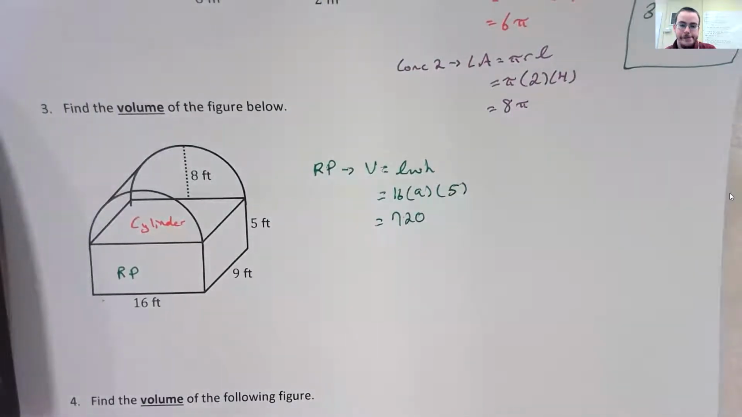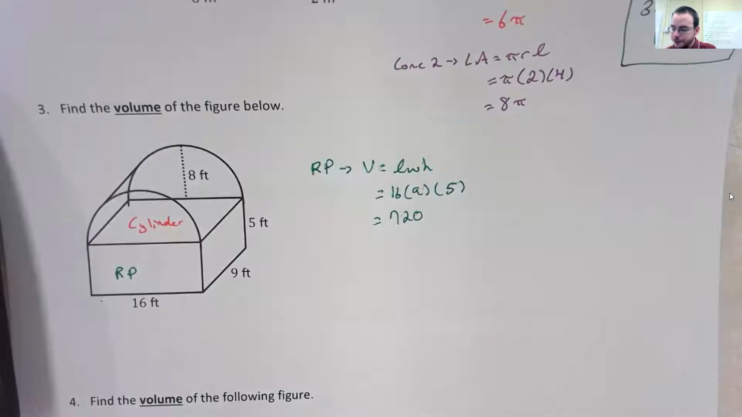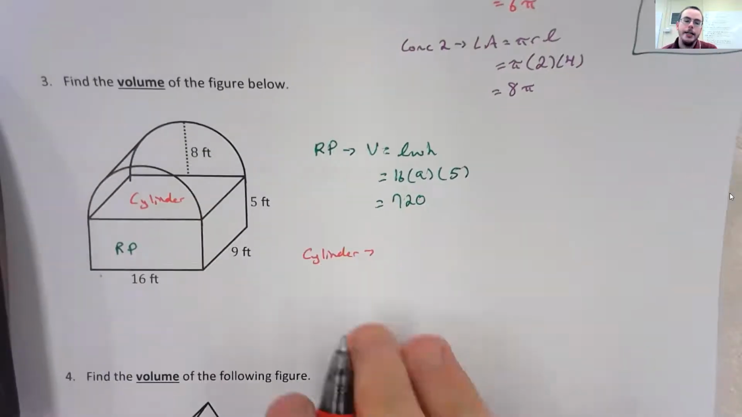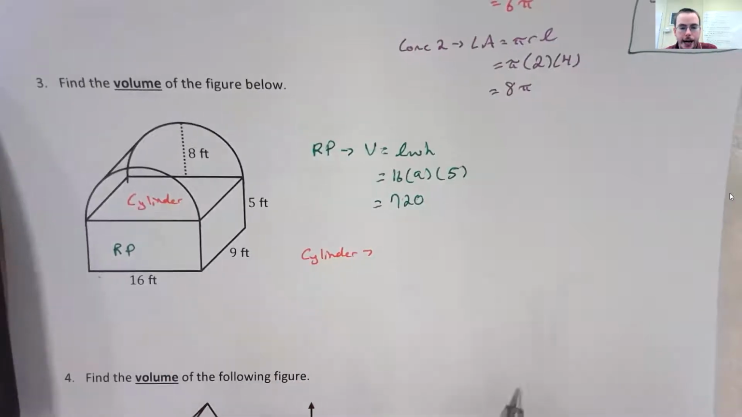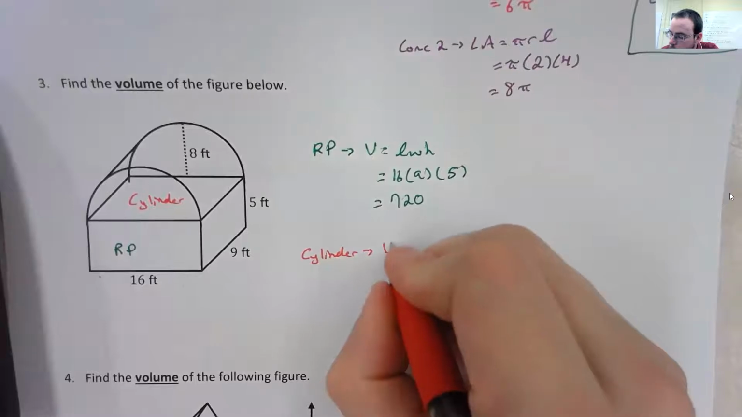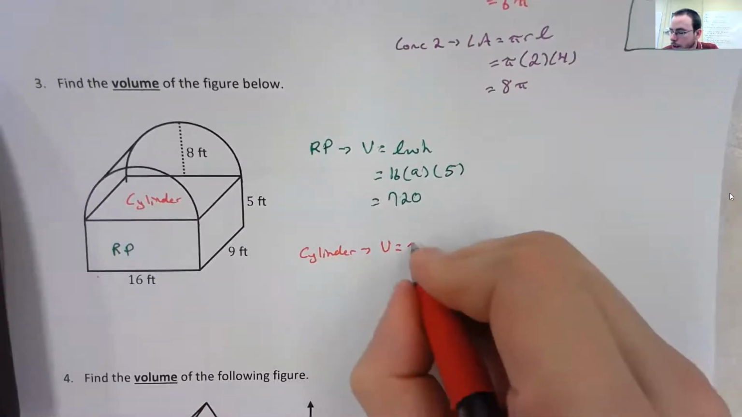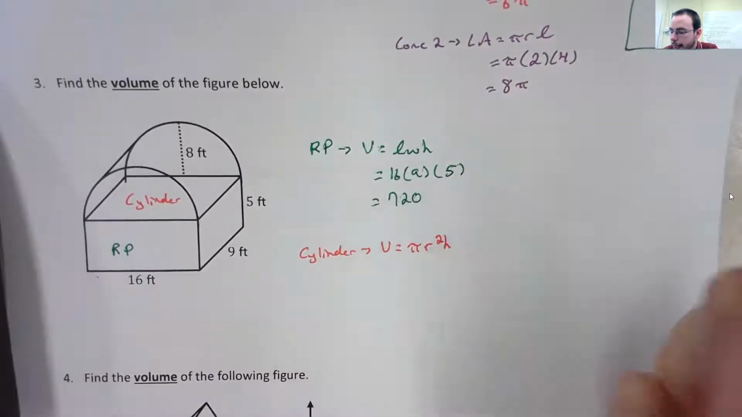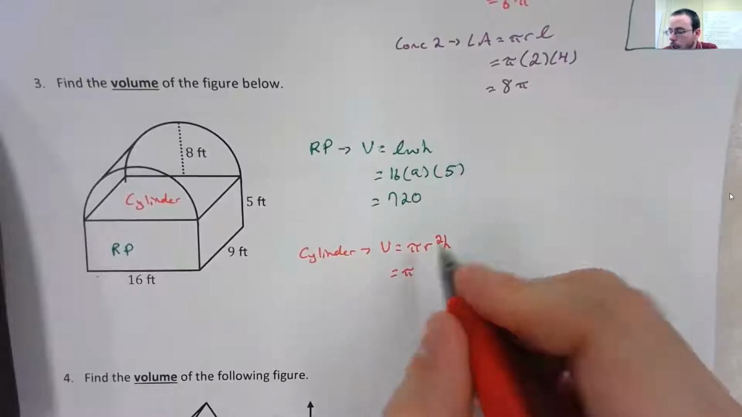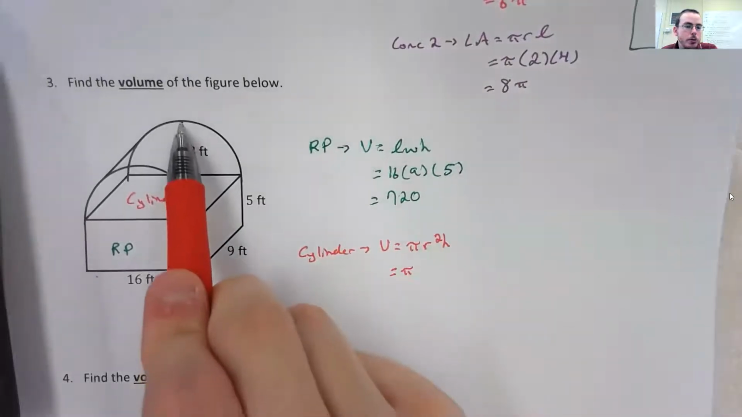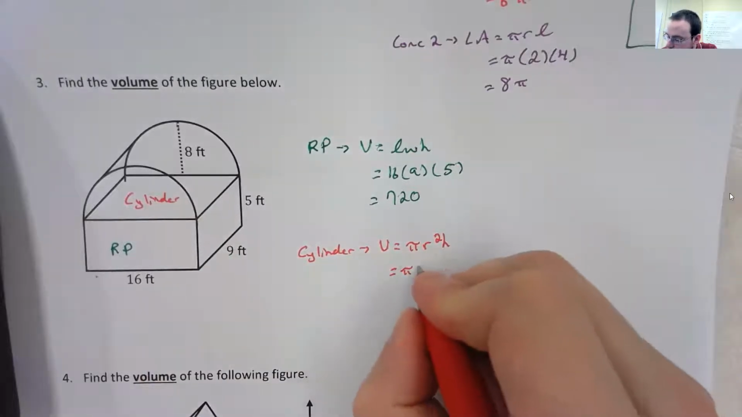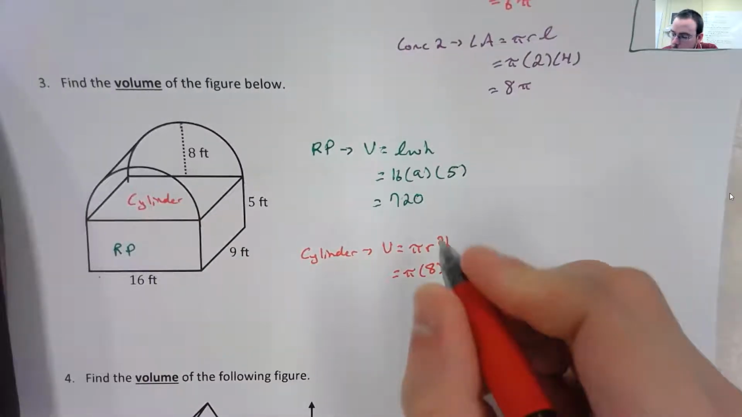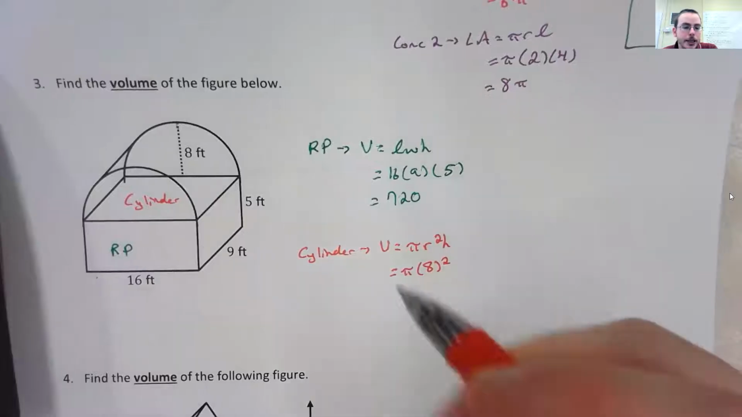All right. Now let's look at the cylinder. Now again, this cylinder is half a cylinder. So when we find the volume that the whole cylinder would be, we need to make sure we cut it in half. So the volume of a regular cylinder is given to us by pi r squared h. What is the radius of that cylinder? Well, we see from here to here the diameter would be 8. So our radius is 8. And what is the height of the cylinder?